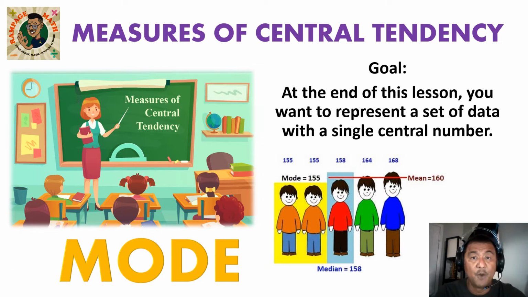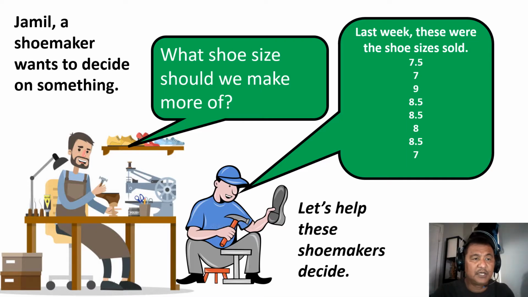Remember the word mode. One time, a shoemaker, Jamil, wants to decide on something, and he said, "What shoe size should we make more of?" And his friend, the other shoemaker, said, last week, these were the shoe sizes sold: 7.5, 7, 9, 8.5, 8.5, 8, 8.5, and 7. Let's help the shoemakers decide which size they should make more of.